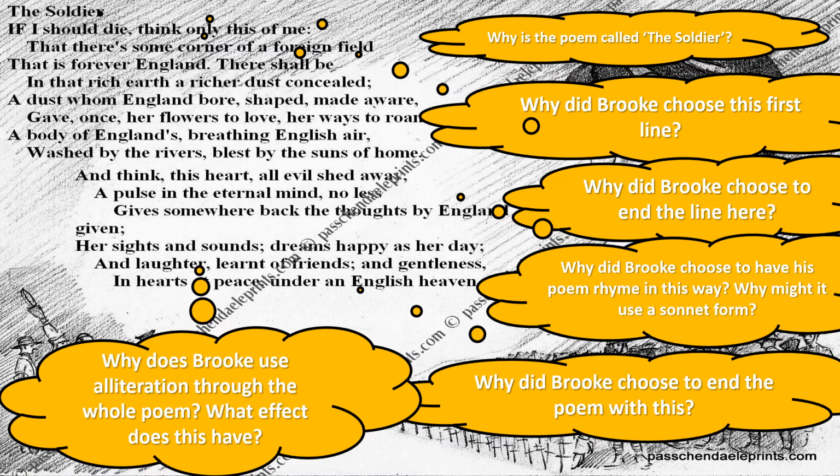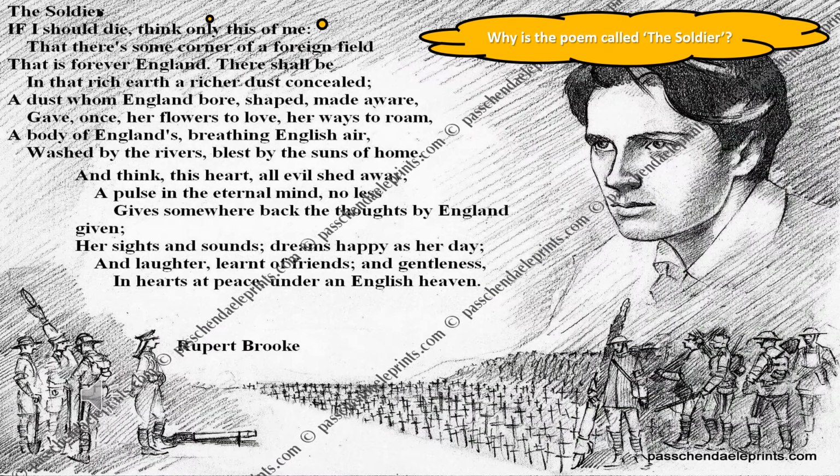And you might notice as you read this poem through that Brooke uses alliteration all the way through. Why does he do this? What effect does it have? All of these are questions you could ask about the structure or form of the poem. So let's look at that first question. Why is the poem called The Soldier?